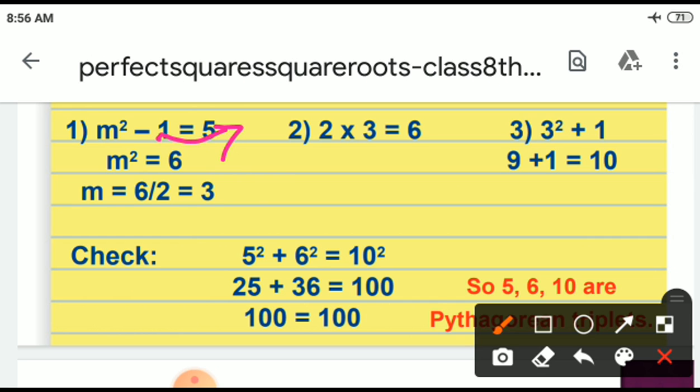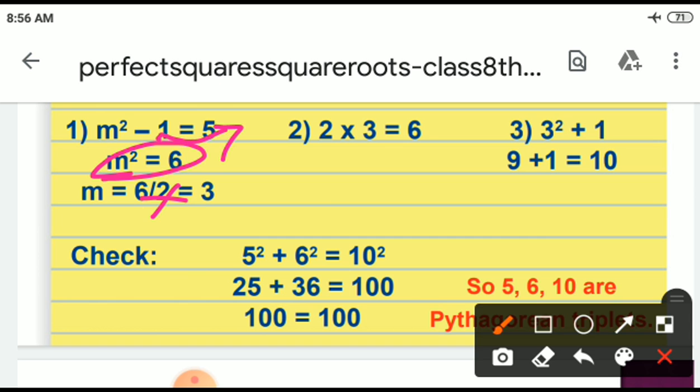So 5 plus 1, 6. So m square is equal to 6. So m is equal to, it's not 3. This is not a 3. This is a wrong method. So 2m is equal to 2 into 3, 6. Not possible. 9 also not possible.